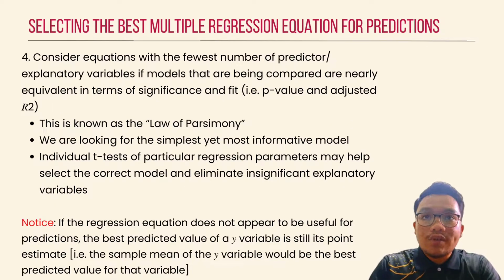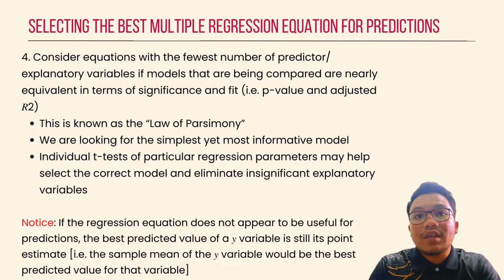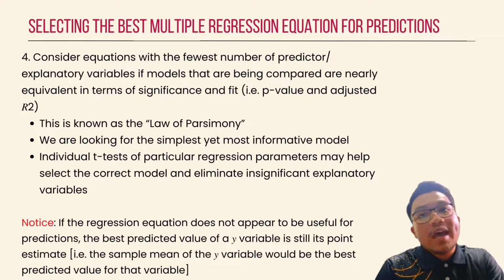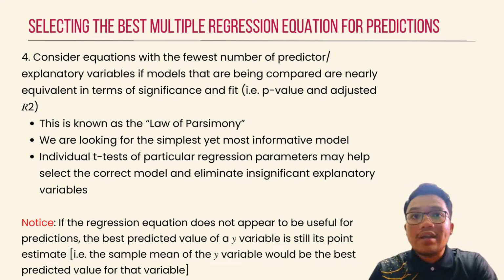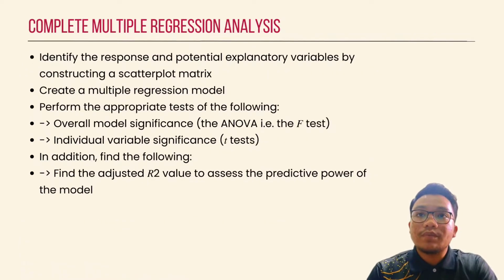4. Consider the equation with the fewest number of predictor variables if the models being compared are nearly equivalent in terms of significance and fit, such as adjusted R square value. This is known as the law of parsimony. We are looking for the simplest yet most informative model. Individual t-tests of particular regression parameters may help select the correct model and eliminate insignificant explanatory variables.